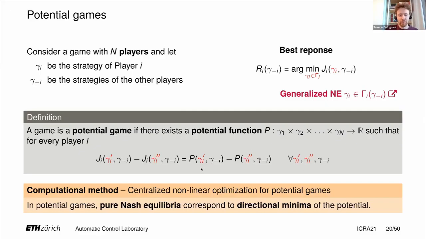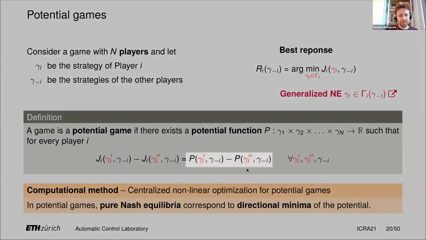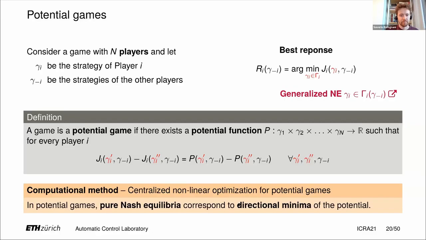Notice why this is complicated to achieve, and not true in general: the P here is the same function for everybody. It's the same potential function of the game. So in general, this is not true. In some classes of games, and we're going to see an example in a second, this is true.